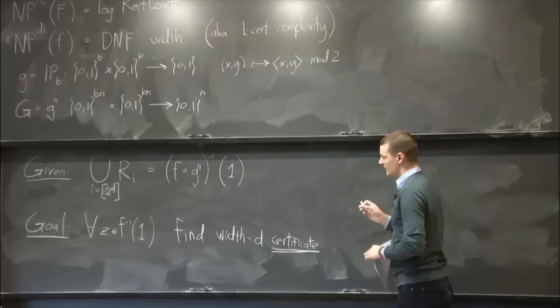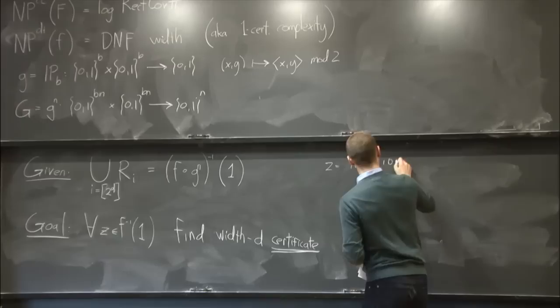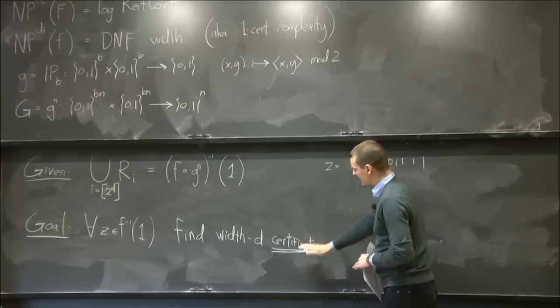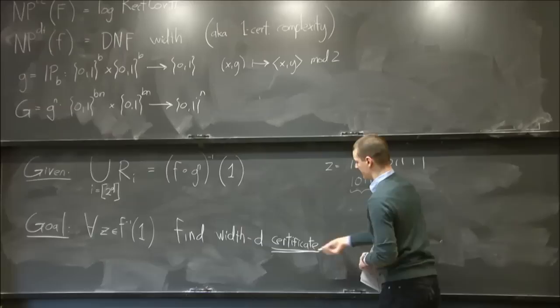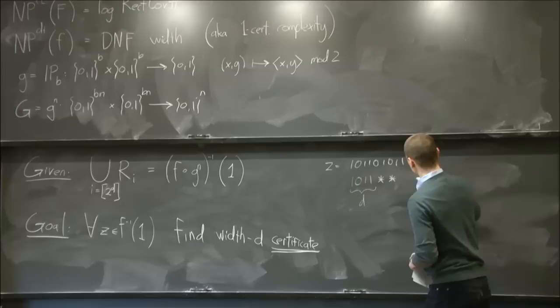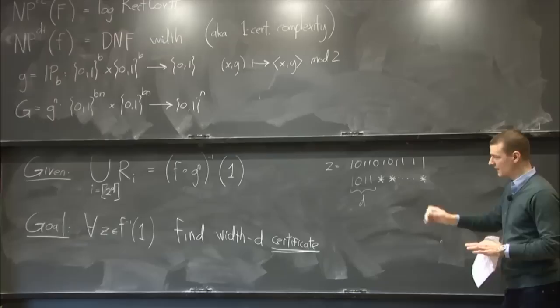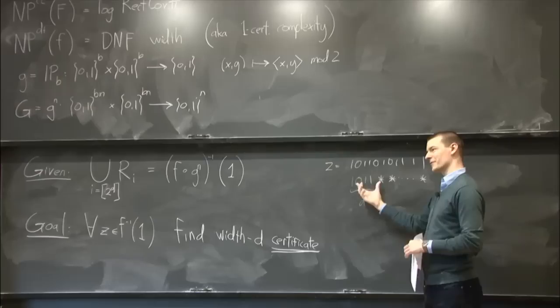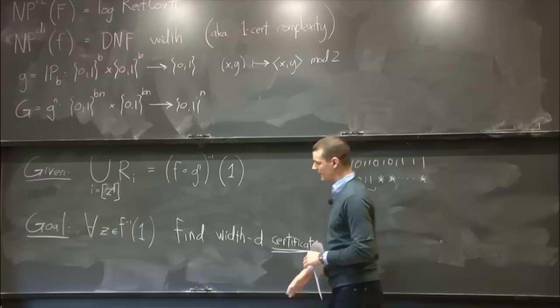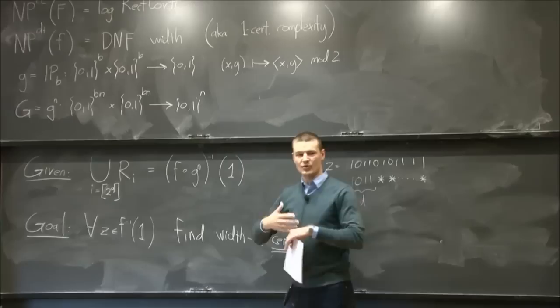A certificate is just a subset of the n variables. So my z is here, some binary string. And a certificate for it is a partial assignment that's consistent with z, and it fixes at most d bits. To say it's a certificate is to say that any input that matches this pattern is a one input of the function. You can think of testing this condition as an AND gate of low fan-in. So if I can find such a certificate for every z, my DNF is just an OR of all the certificates I found.